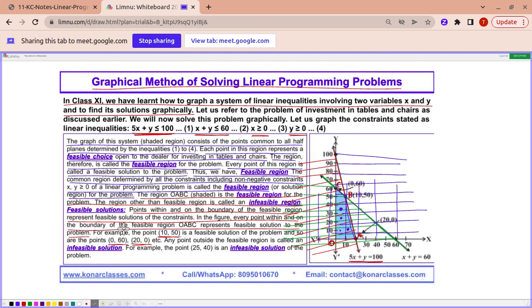Any point outside the feasible region is called an infeasible solution. So for example, 25, 40 is an infeasible solution of the problem. That means it is not a solution to the problem in simple terms. So I hope it is clear. Now let me go to the next slide to discuss further.